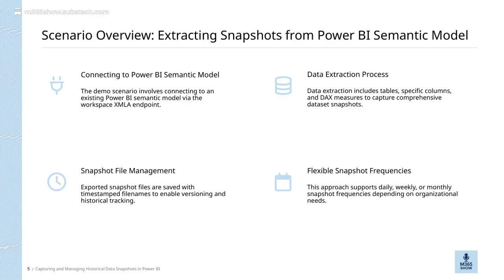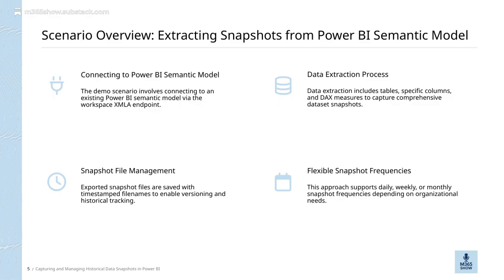In this slide, we're focusing on how to extract snapshots from the Power BI semantic model, which is essential for capturing and managing historical data. This approach allows us to take snapshots on a daily, weekly, or monthly basis, depending on what our organization needs. The key here is flexibility, so whether you require frequent updates or less frequent ones, this method can accommodate that.